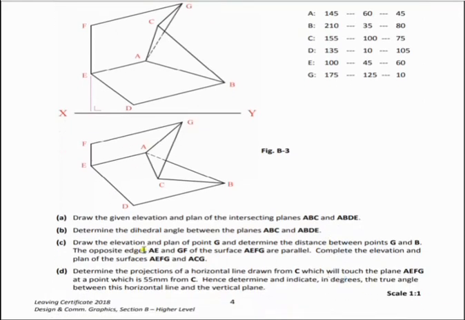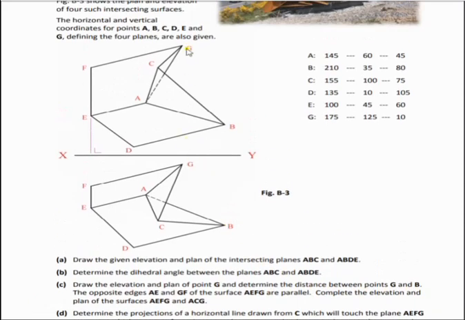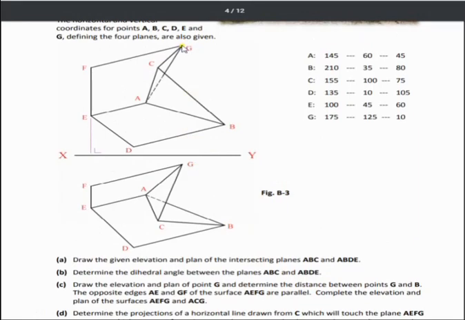Now, the second part of this, or third part of this question, is draw the elevation and plan of point G and determine the distance between point G and point D. So what we have to do there is draw a line from G to B, and there's several ways to figure out the true distance. When they're asking to determine the distance between them, they're looking for the true distance between them. So my suggestion, probably the easiest, is to imagine G is the top of a cone and B is the base of a cone. So we draw this line down along here in elevation. We do the same in plan.